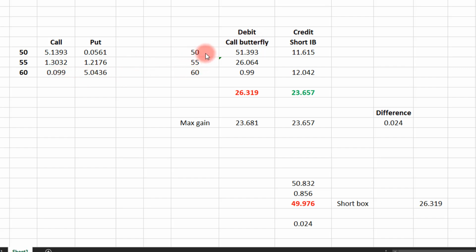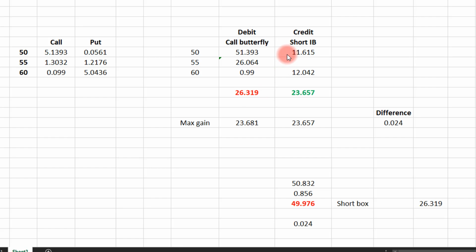So we're going to be buying 10 of the 50s, selling 20 of the 55s, and buying 10 of the 60s. And if we do that, these would be the resulting prices. And if we net them together, we end up with 26.319 for a debit. What about the credit spread?